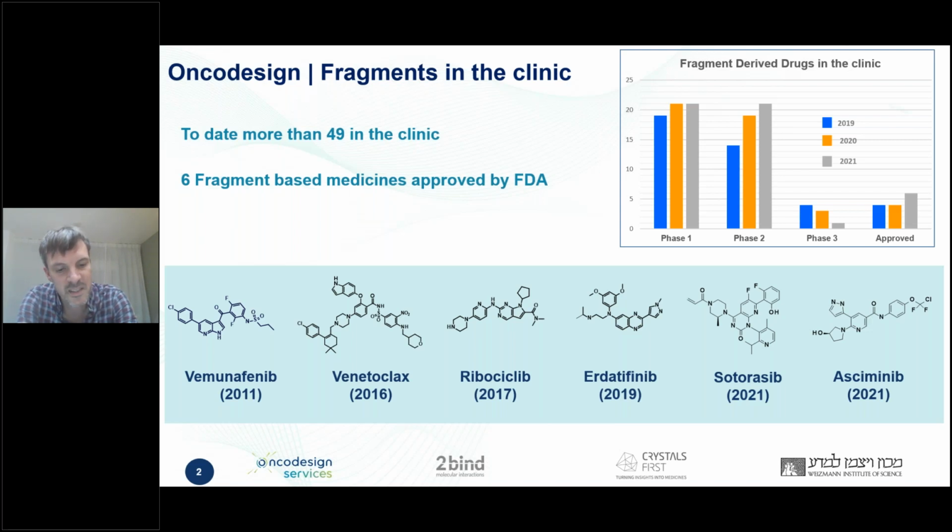In 2016, venetoclax was approved to treat leukemia, followed by ribociclib, which targets CDK4, CDK6 for treatment of breast cancer, and erdafitinib, which is an FGFR kinase inhibitor. More recently, just last year, sotorasib was approved for the treatment of non-small cell lung cancer, and it is a KRAS G12C mutated form inhibitor. And finally, asciminib, which is used for the treatment of leukemia.